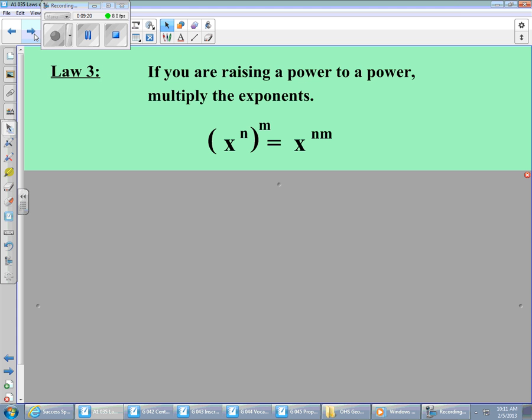All right, law 3. Law 3 is the only situation where we ever get to multiply exponents.